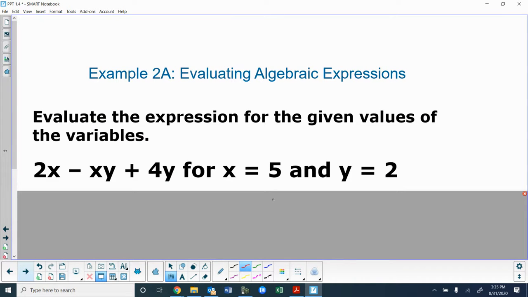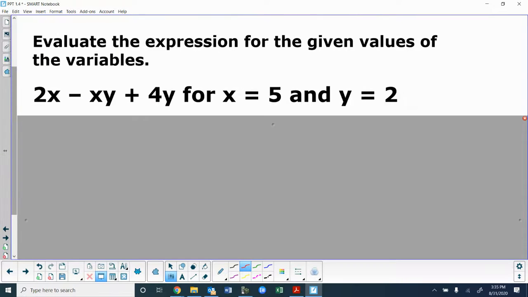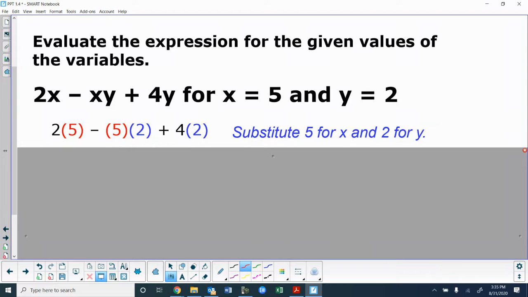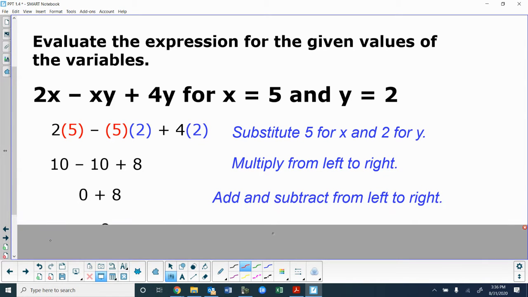So evaluate this expression for the given values of the variable. We're going to substitute 5 in for X and 2 in for Y, wherever we see those. So that's what they did. And then we're going to follow our order of operations. There's no parentheses, nothing I can do in the parentheses. I just have numbers. There's no exponents. So I'm going to multiply: 2 times 5, 5 times 2, and 4 times 2. And then 10 minus 10 is 0, plus 8 would be 8.